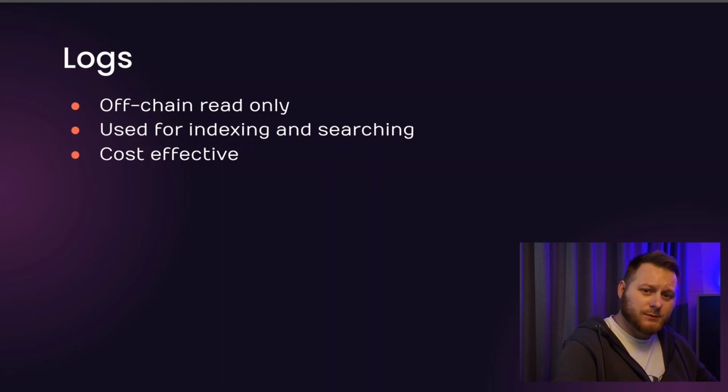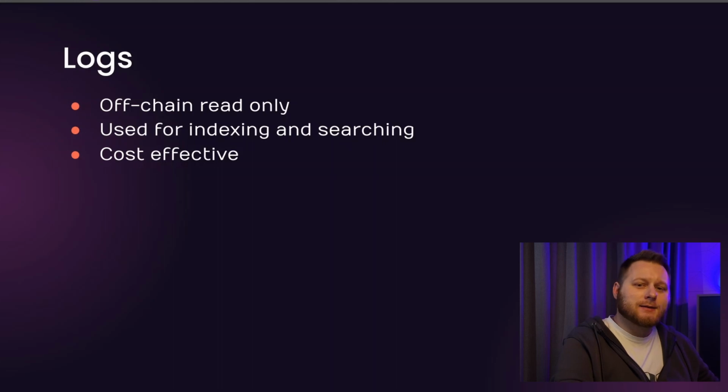And in the case of logs, because you can only read them off-chain, you are only asking one single node for that, and that's why they are cheaper. And finally, the log entry contains the address of the contract that created the log, a series of up to 4 topics, and a byte array.